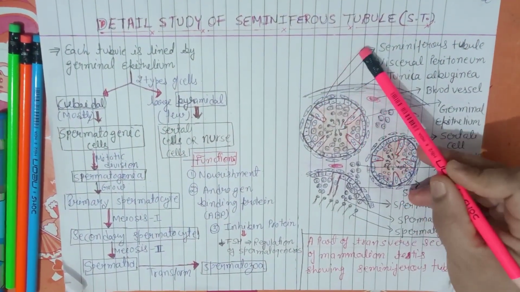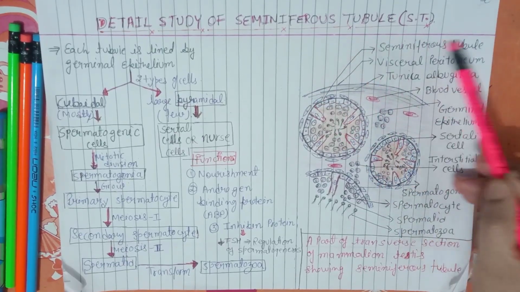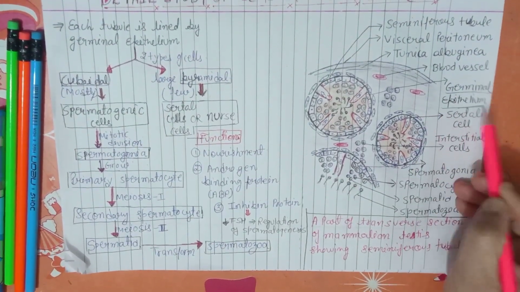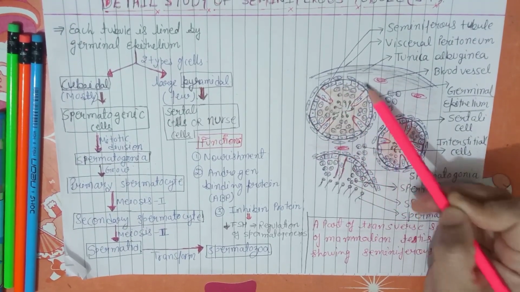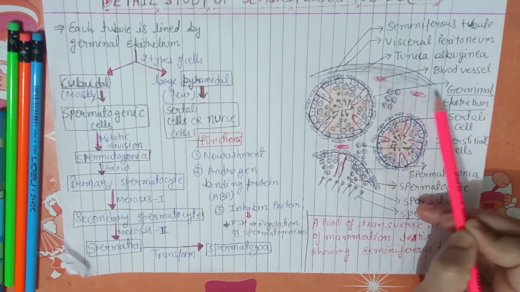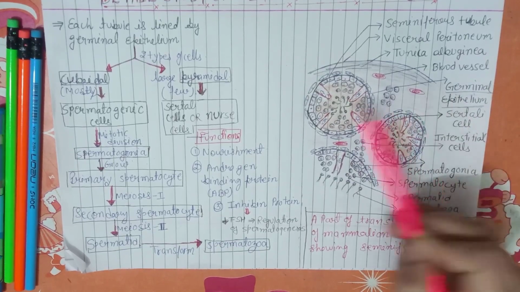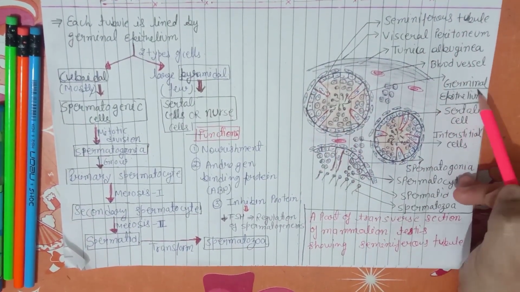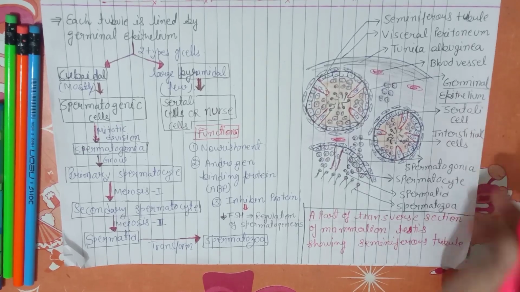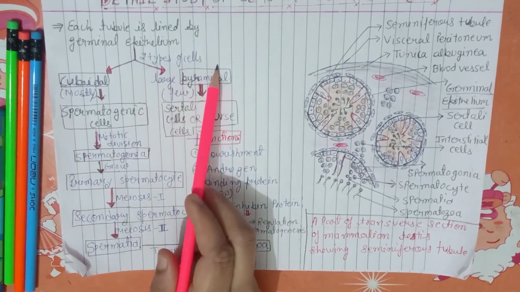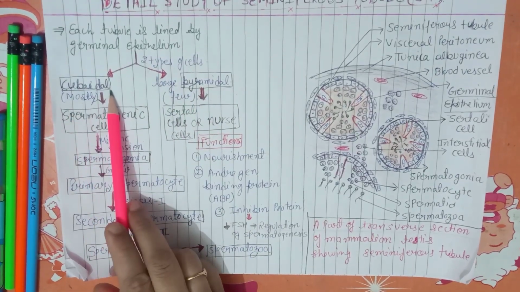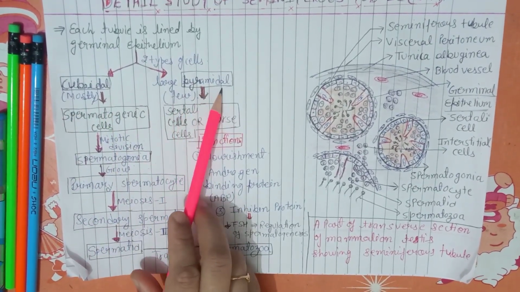This is the seminiferous tubule, which is lined by a germinal epithelium. This is the layer which is just enclosing the seminiferous tubule. This germinal epithelium has two types of cells. These two types of cells differ on the basis of shape. One is a cuboidal shape and another one is a pyramidal shape.